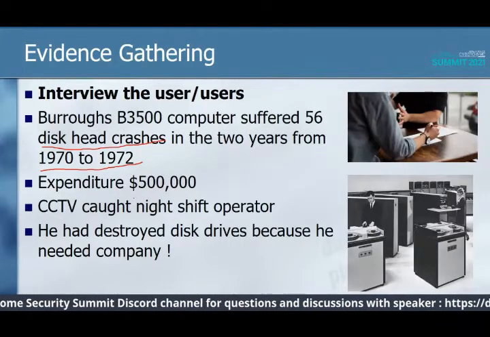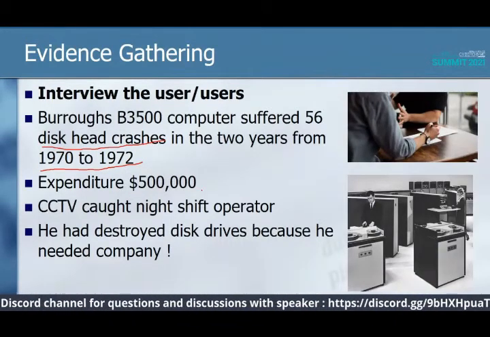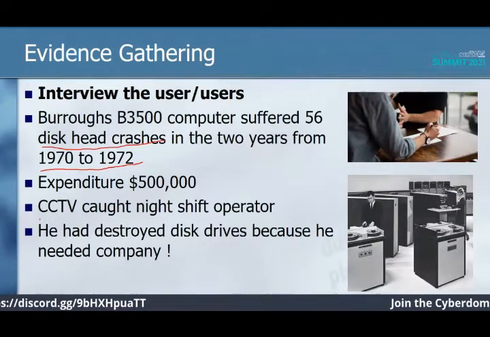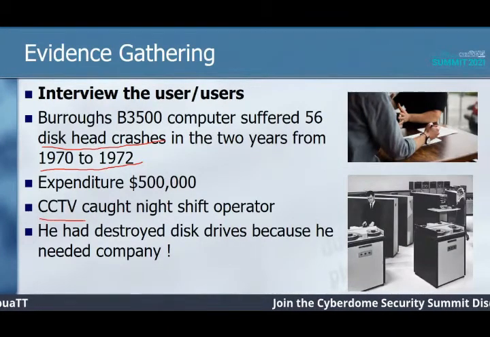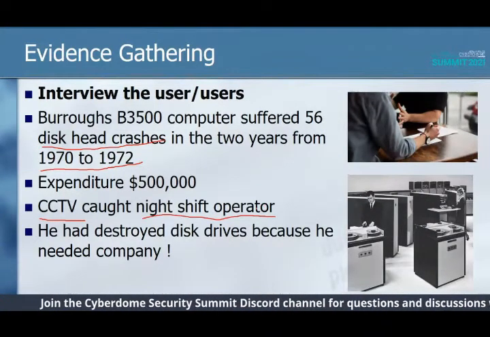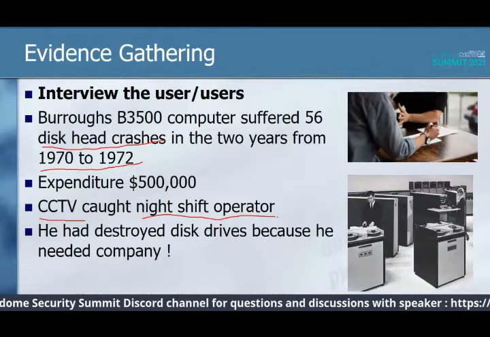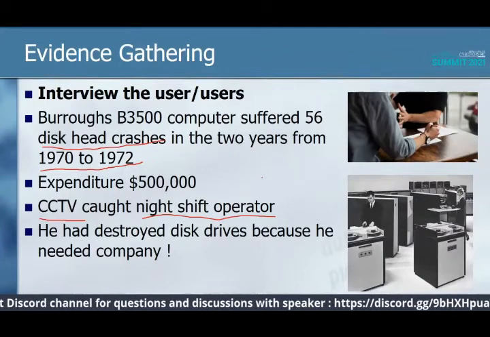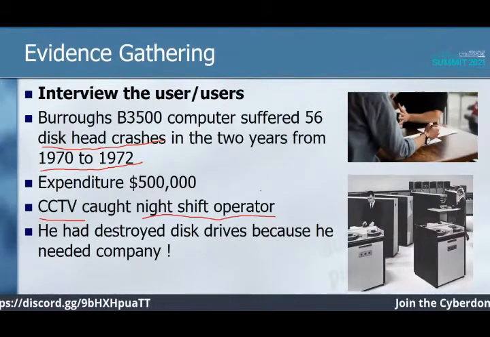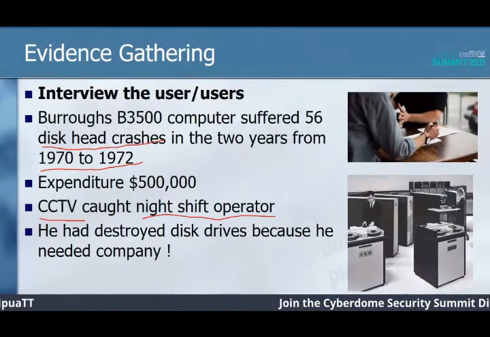After spending this much money, the company decided to put in additional effort, and they identified the root cause of the event. They implemented a CCTV, much costlier in the 1970s, and they caught the night shift operator. He was having a psychological problem because he was lonely at night. So whenever the hard disk failed, the technicians used to come, and this person felt that he was in good company. So he had destroyed the hard disks. So it is very important to run the interview part.